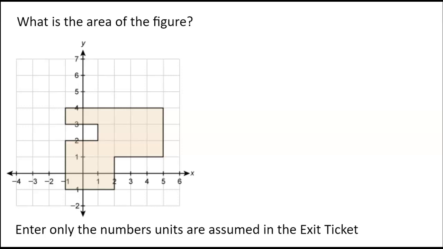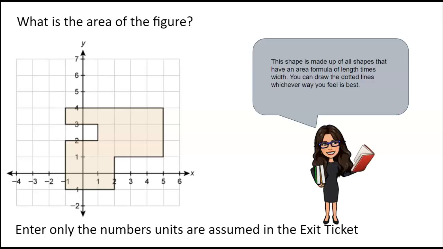Final question looks like this. This one is sitting on a grid. The shape is made up of shapes that all have an area formula of length times width. You can draw the dotted line wherever you feel is best. Then multiply width times length and find the area of this figure.